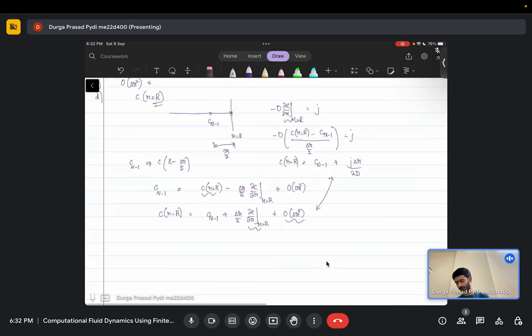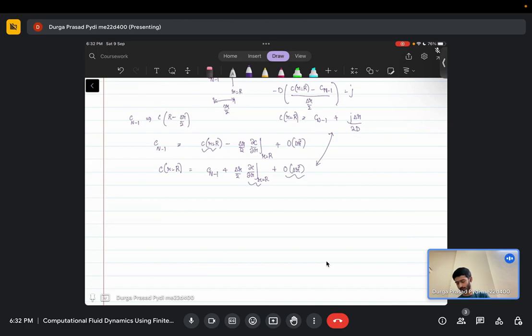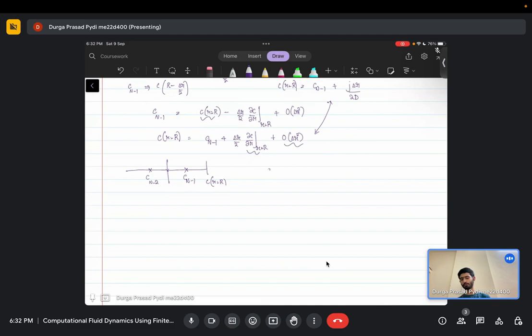Alternatively, you can also use a slightly different approach, but that will also give you a second order. So I want to find C at r equal to r, and I know the value of Cn minus 1, and if this is my Cn minus 2, so I know both Cn minus 1 and Cn minus 2, both are second order accurate. So I can just use a linear combination of them to determine the value of this. So essentially I have this as delta r and this is delta r by 2.